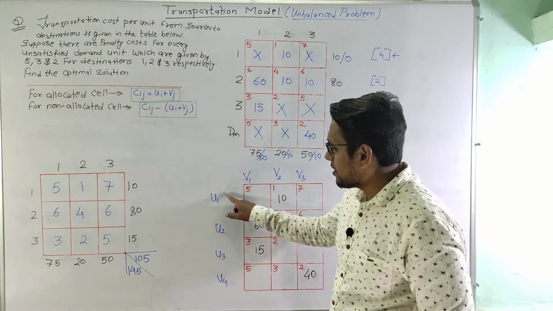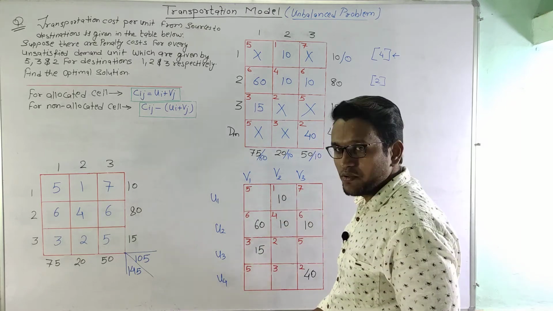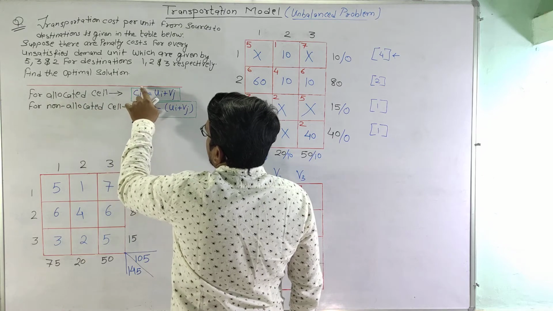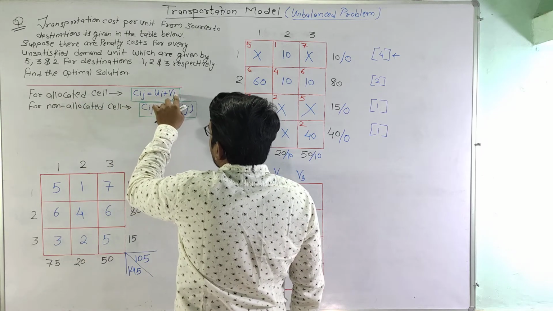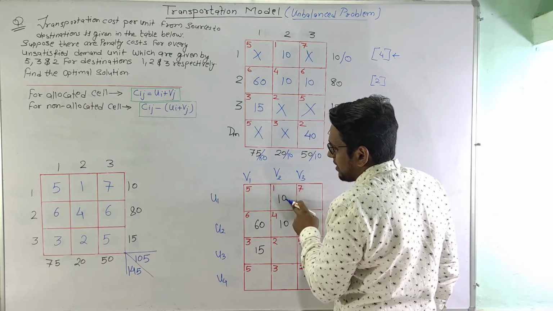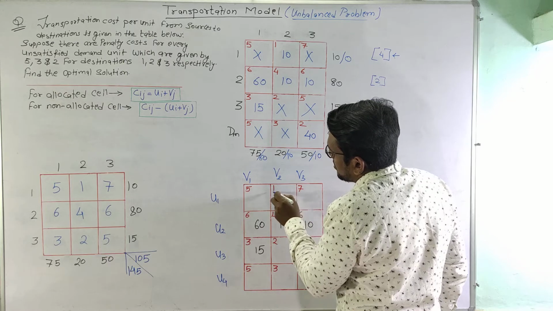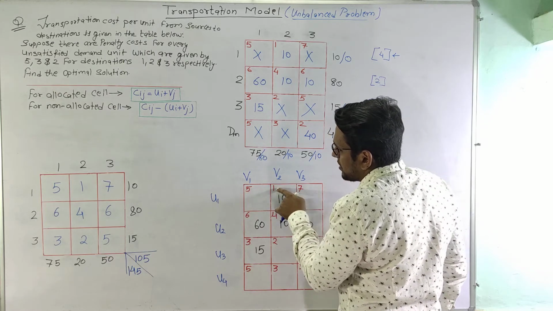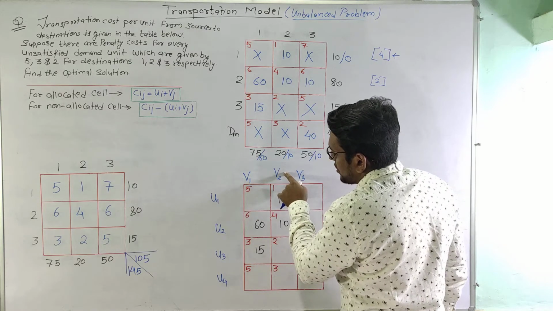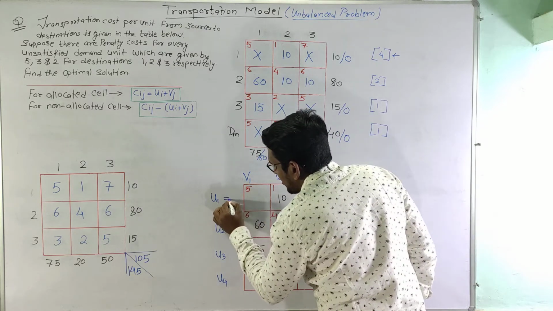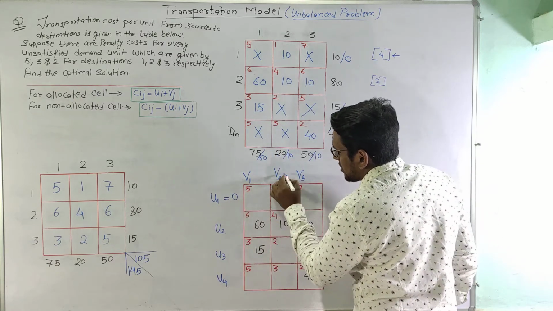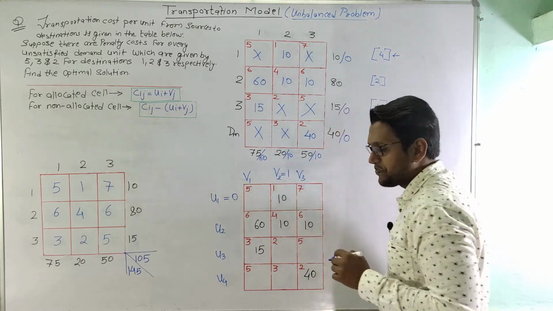Now to calculate the value of these variables we need to remember that for an allocated cell we have Cij equals ui plus vj. That means for an allocated cell, suppose this is the allocated cell, the value of Cij, that means the unit transportation cost 1, should be equal to ui, that means u1, plus vj, that means v2. So if I consider this variable as 0, 0 plus what equals 1, so I can easily say that 0 plus 1 is 1.